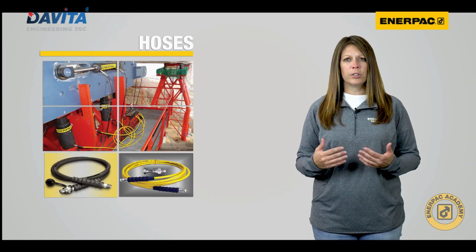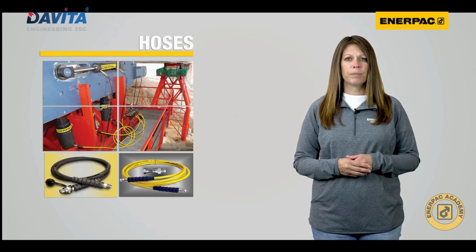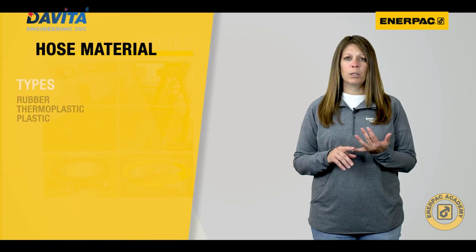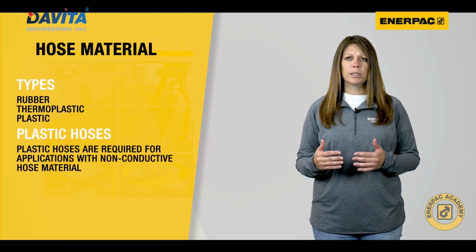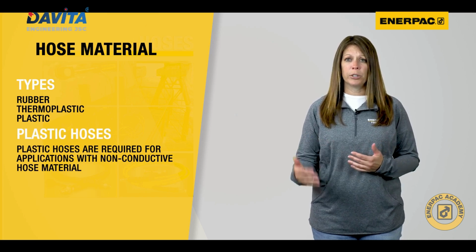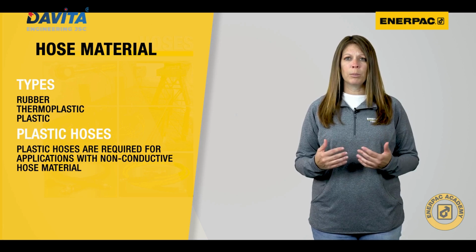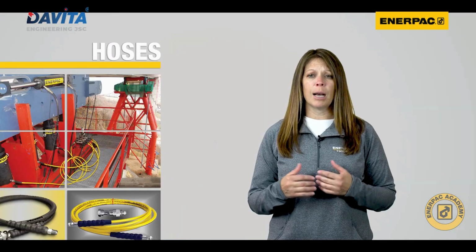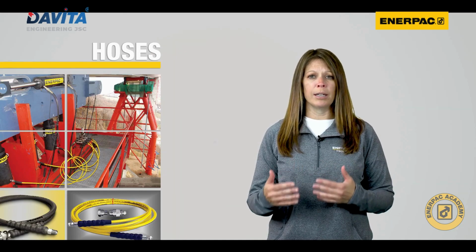Materials are the first consideration when selecting an industrial high-pressure hose. There are three basic hose materials to consider: rubber, thermoplastic, and plastic. Plastic hoses are required for applications specifying non-conductive hose material. For this series, we will focus on only the rubber and thermoplastic hose materials. There are differences in the operating characteristics depending on the material, which we will cover in the next video.